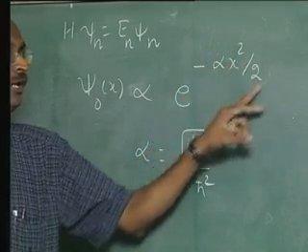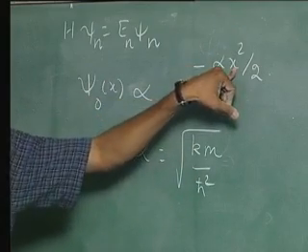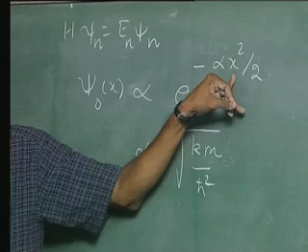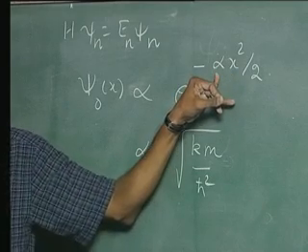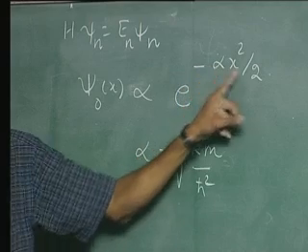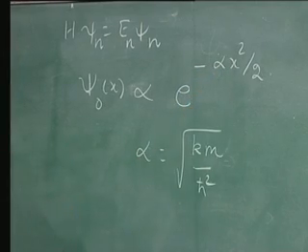The exponential should not have any quantity which has dimensions overall. If x has the dimension of length, x square has the dimension of length square, so alpha must have the dimension of 1 by length square, so that this whole quantity does not have any dimension. Let us see whether dimensionally that is what you get.